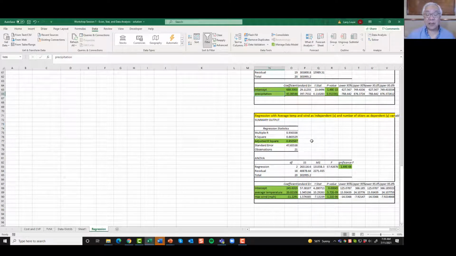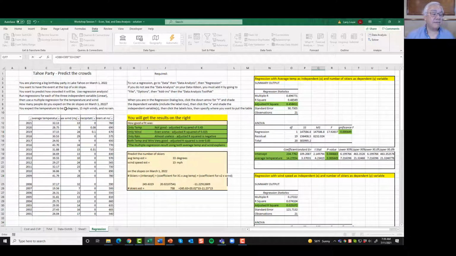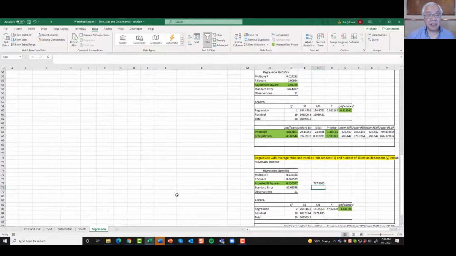So let's use that. Again, the function, let's just do it here on the side, equals the intercept plus the temperature coefficient times our estimate for next year, which is 33 degrees, plus the next coefficient, and notice a minus number, because the more wind there is, the lower our estimate for skiers. And that's times the wind speed for next year, which again up here in the given, we're estimating at 15. So we'll put 15 here. Hit enter. And now we have a number. We estimate 737 skiers a year from now.